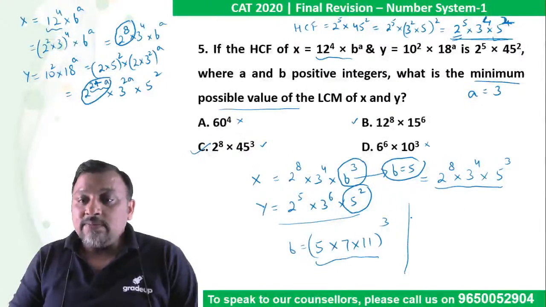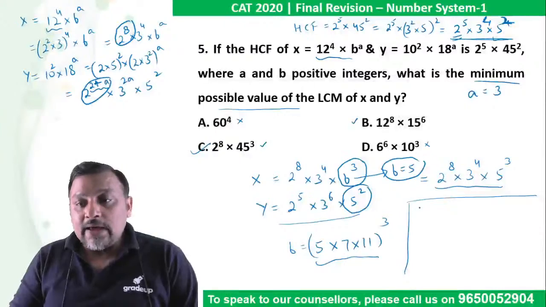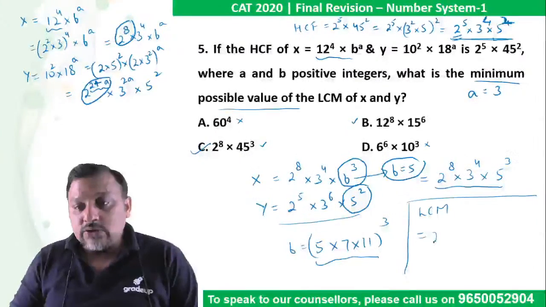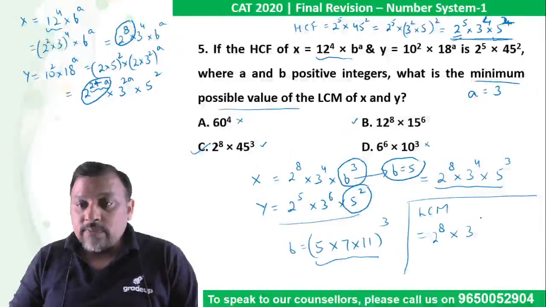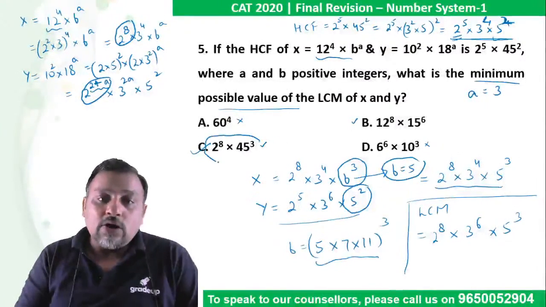So the LCM is what? We take the higher power. So LCM would be 2 raised to the power 8, 3 raised to the power 6 and 5 raised to the power 3, which we have in option C.